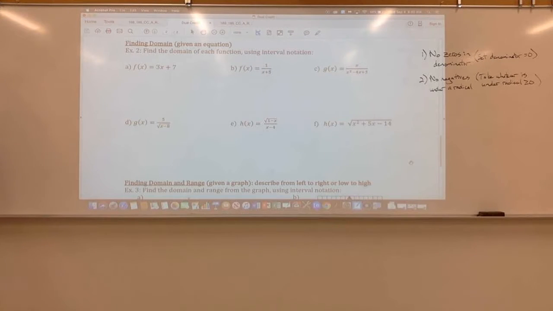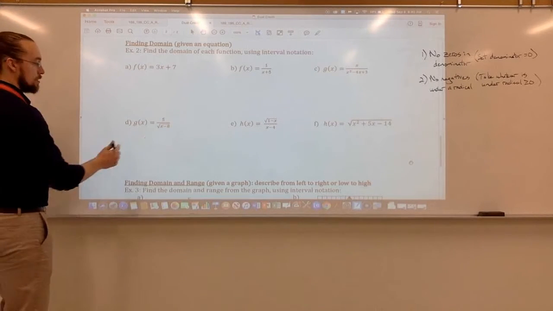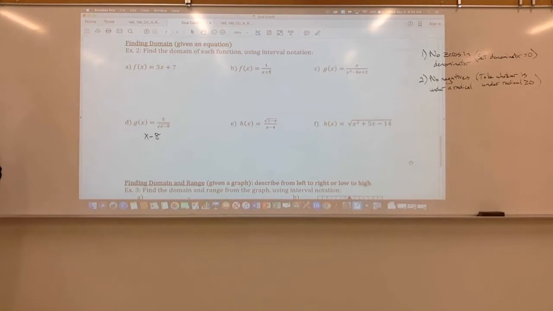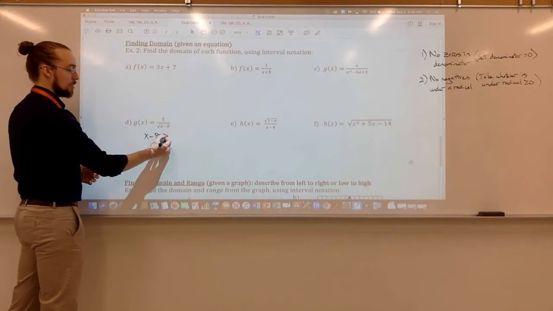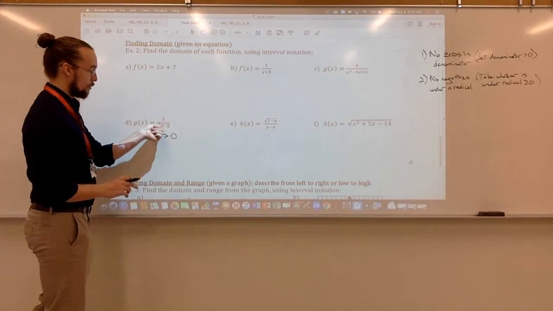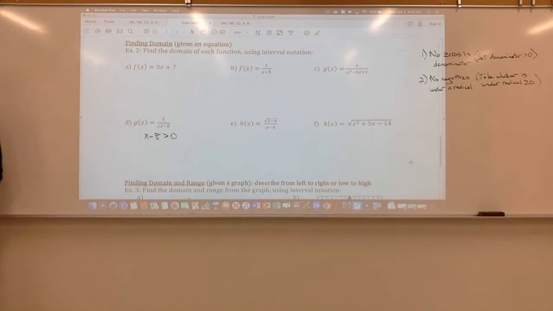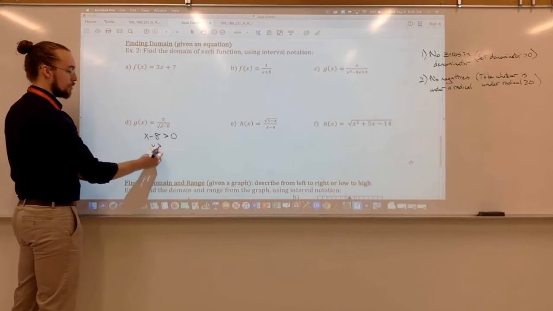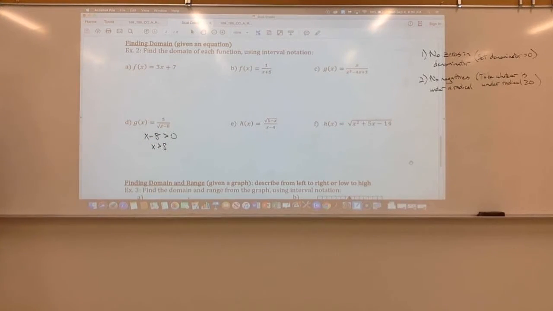If I want the denominator to be greater than or equal to 0, but not equal to 0, I just want whatever's under that radical to be greater than 0, not greater than or equal to 0. So we can't have zeros in the denominator. Hopefully this one's an easy one to solve, right? We would just add 8 over. So x has to be greater than 8.